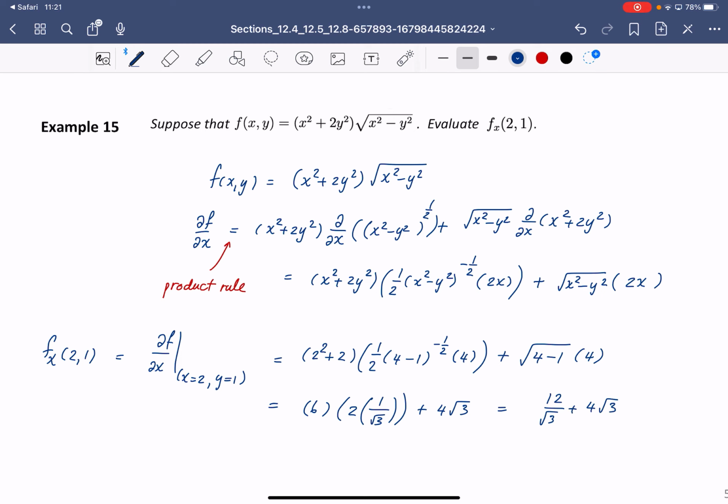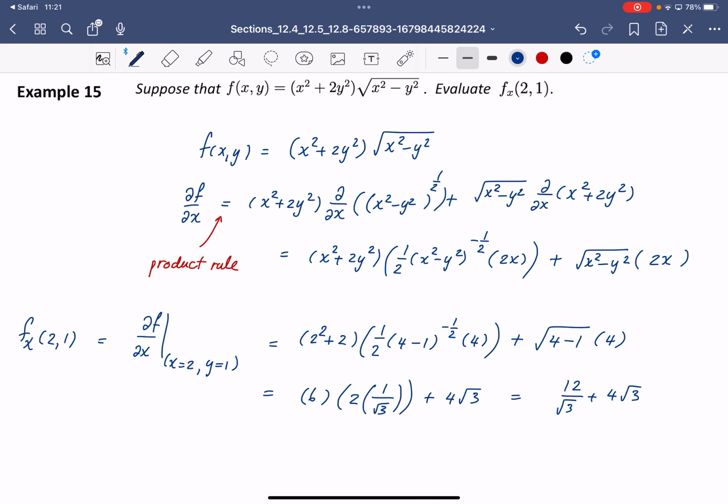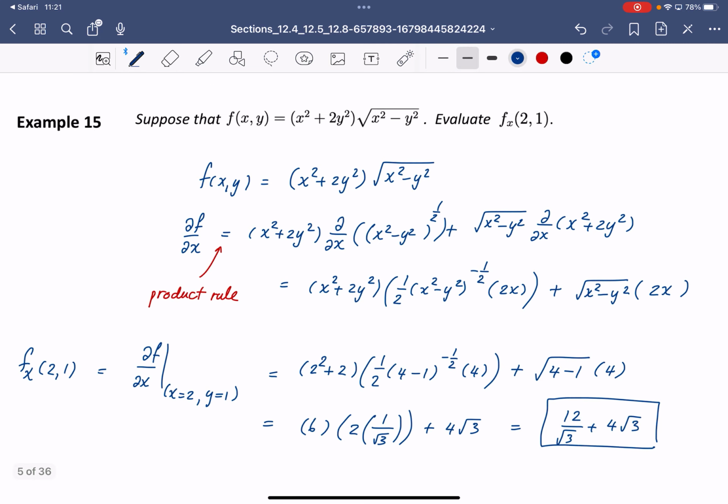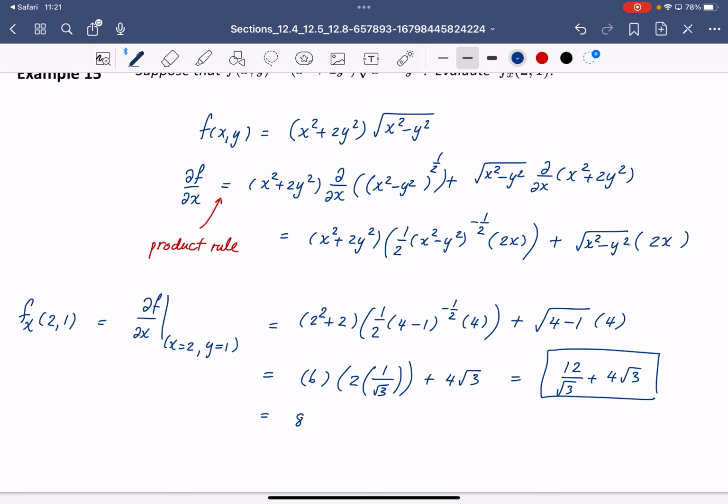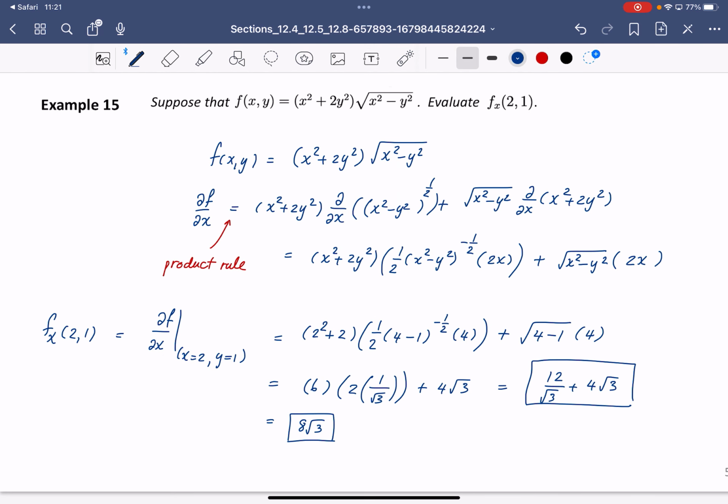But you can simplify it if you want to. You can stop here if you want to, but if you want to simplify, you can. Because you can multiply by square root 3 here. So you're going to get 8 square root 3 at the end. 4 square root 3 two times, so it's 8 square root 3. Right, 12 over square root 3 is 4 square root 3. So 8 square root 3. So this is how you compute the derivative.